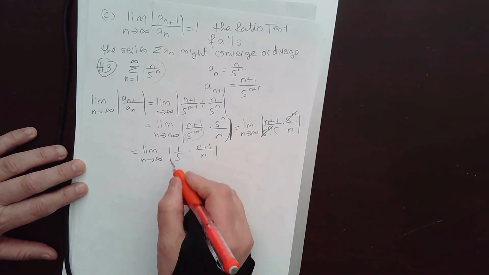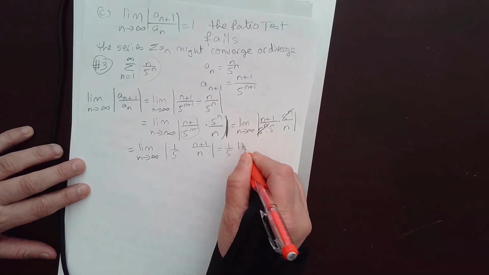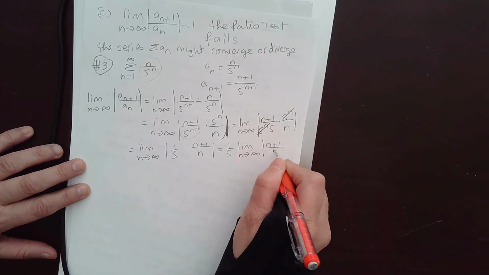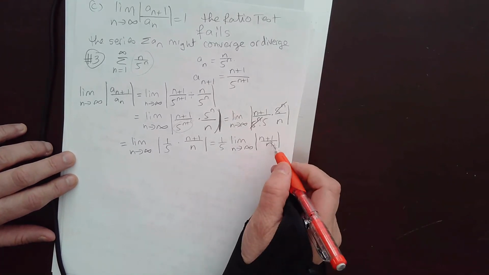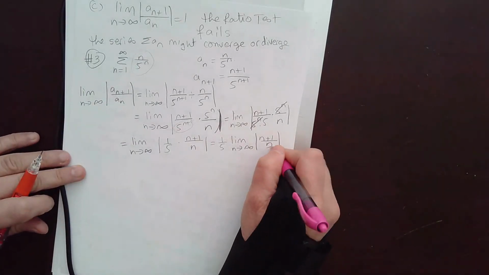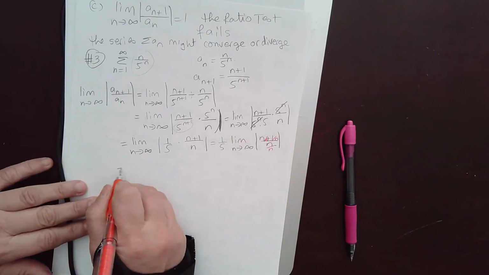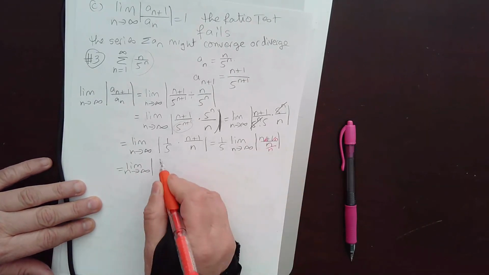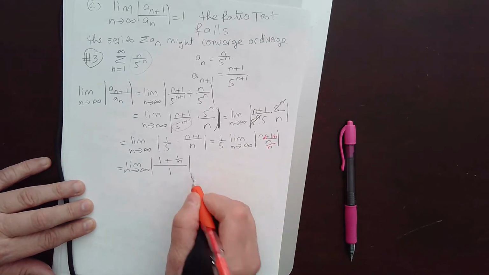So I can pull out the 1/5. So what does that give me? 1/5 times the limit as n approaches infinity of (n plus 1) over n. Now if we divide everything here by n, what does that give us? This divided by n, here divided by n. So I get the limit as n approaches infinity of n divided by n, which is 1, plus 1 over n, over n, that's 1. And what does that give us?